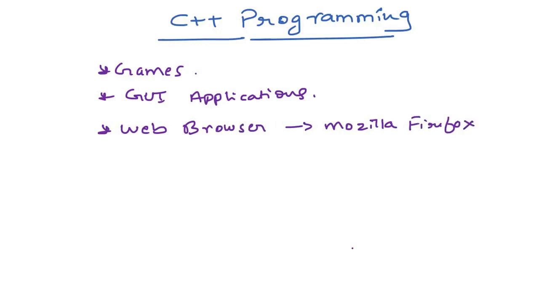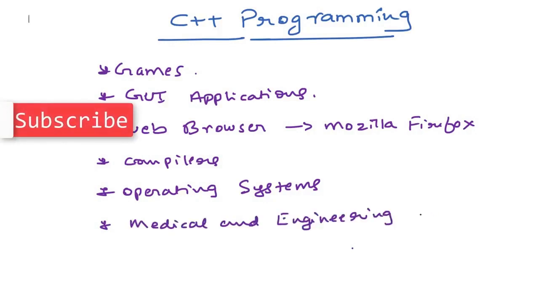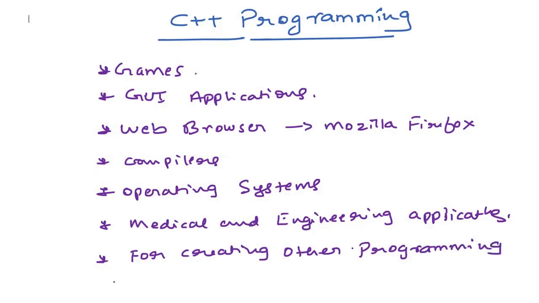And then C++ is also used for creating compilers. C++ is also used for writing major parts of operating systems like OS X or Windows. And C++ is also used for medical and engineering applications. You guys may have seen that some of the simulation software and also some of the software used in the medical field are written using C++. Another area where C++ is widely used is for writing other programming languages. For example, the Java programming language is written using C++.